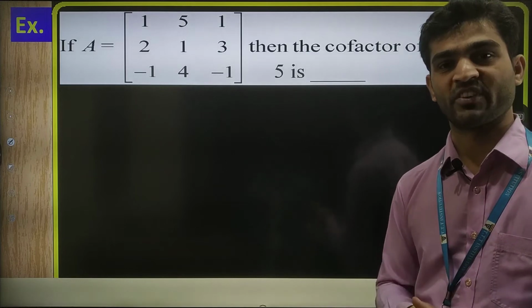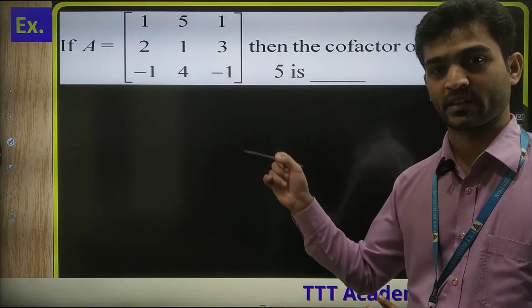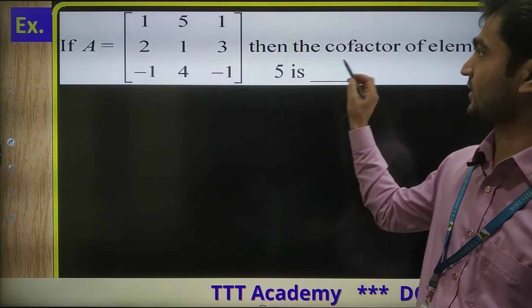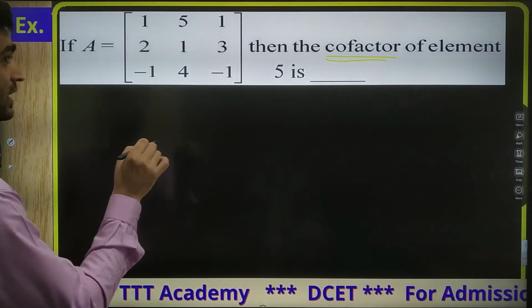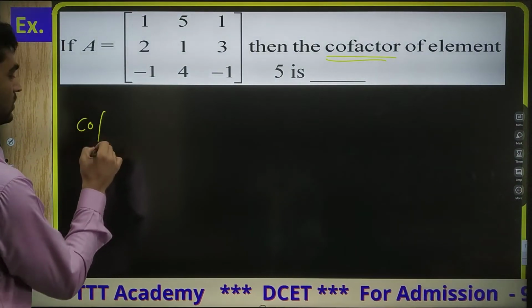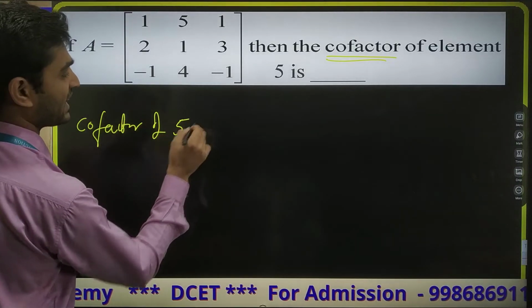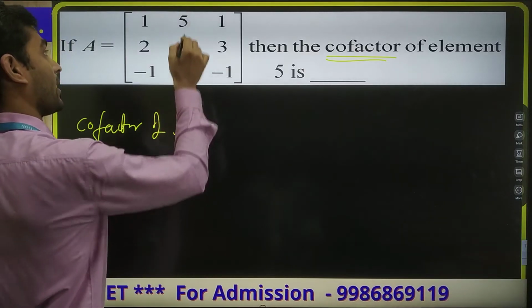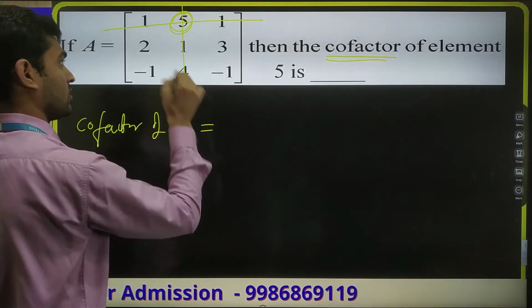What is the difference from the previous question and this question? In the previous question, we solved for minors. But this question is about the cofactor. So let us consider this question here. Cofactor of 5 equal to, where is 5? Again see, this is the position, first row, second column.